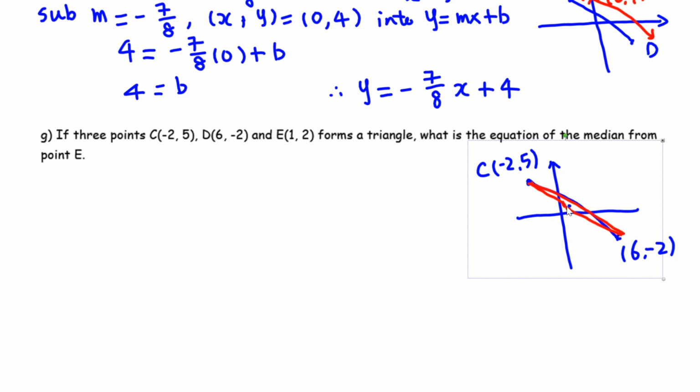Okay. So you have another point, E, with the value (1, 2). Then in this triangle, it asks you to find the equation of the median from point E. The definition of the median from E is the line from E to the midpoint of the opposite side. So it means we have E (1, 2). Then we are also going to use the midpoint of CD.